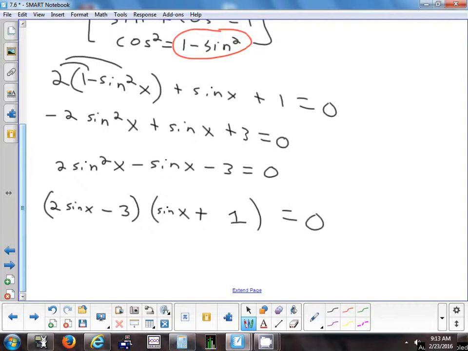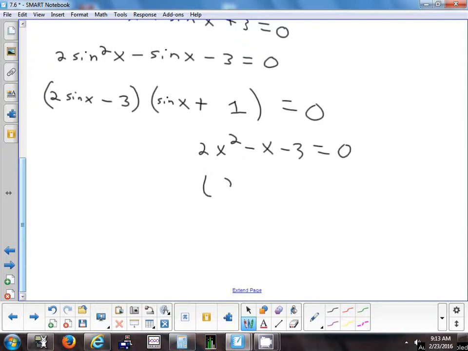If it confuses you to factor it, just think of factoring this. This is the exact same problem to factor. So we don't really need the sine; we can take it out to factor. If it helps you visually to think of it, you can. So this would factor as (2x minus 3)(x plus 1), where x is really sine x.